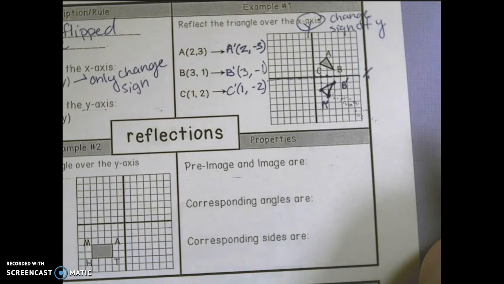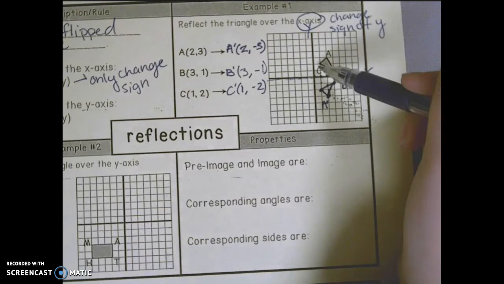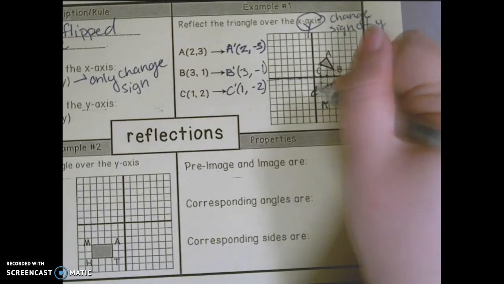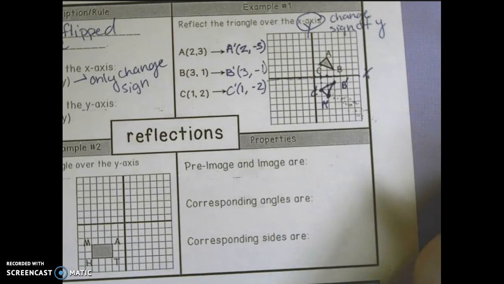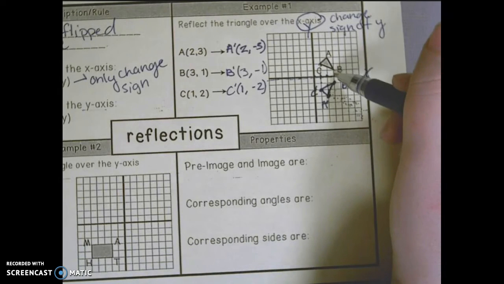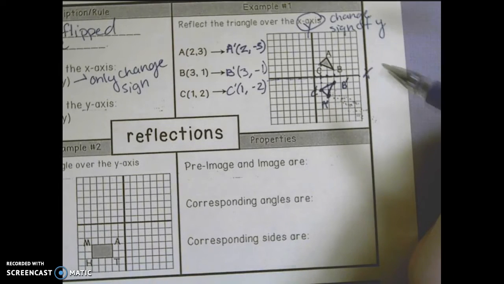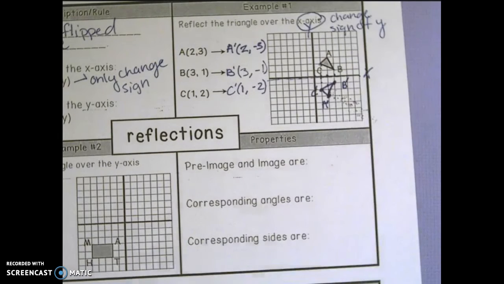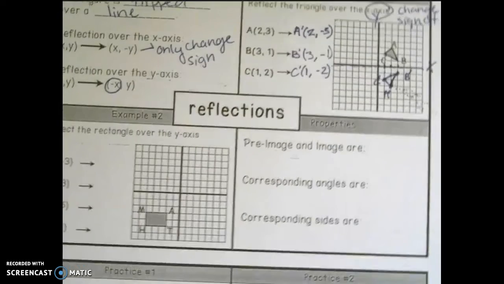It's reflected across, so it's kind of facing the opposite. The C is 2 away from the x-axis, so my new C is 2 away from my x-axis. My B is 1 away, so my new B is 1 away. But it's staying on the same initial line. Pretty simple. If you need any help, just let me know.